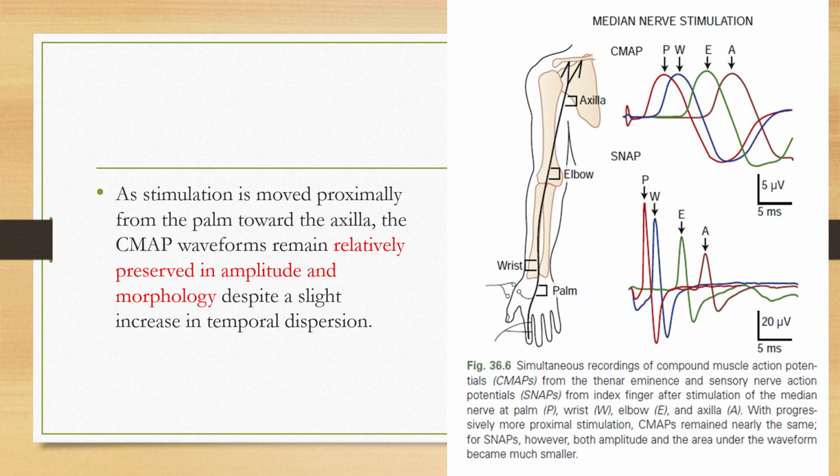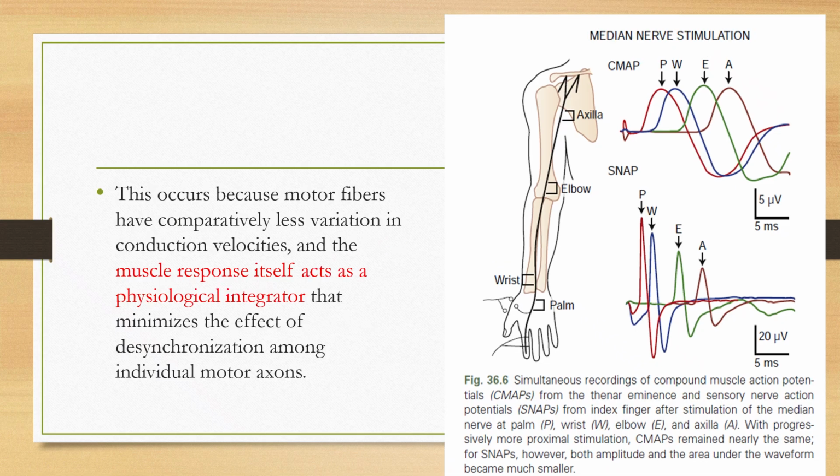As stimulation is moved proximally from palm towards the axilla, the CMAP waveforms remain relatively preserved in amplitude and in morphology, despite a slight increase in temporal dispersion. This occurs because motor fibers have comparatively less variation in conduction velocity, and the muscle's response itself acts as a physiological integrator that minimizes the effect of desynchronization among individual motor axons.